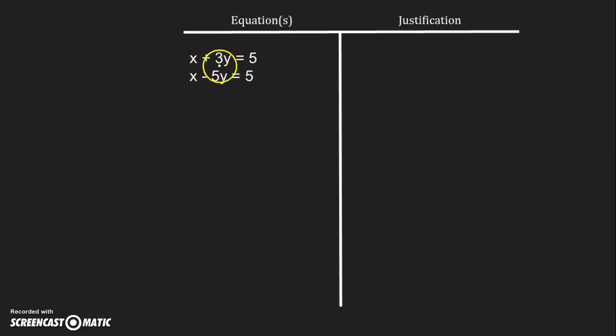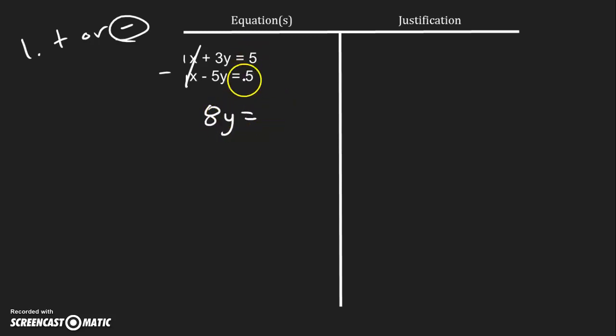Last example today. So if you're looking here, what's step 1? Are we going to add or subtract? Opposites or same? Well, those aren't opposites, they're the same. We've got a 1 here. We've got a 1 here. Those are the same. So we're going to subtract. Let's go ahead and subtract straight down. We've got 1 minus 1 is 0. Those are gone. We've got 3 minus a negative 5. We've got a double negative. 3 plus 5. That's 8y. And 5 minus 5 is 0. We just subtracted by elimination.